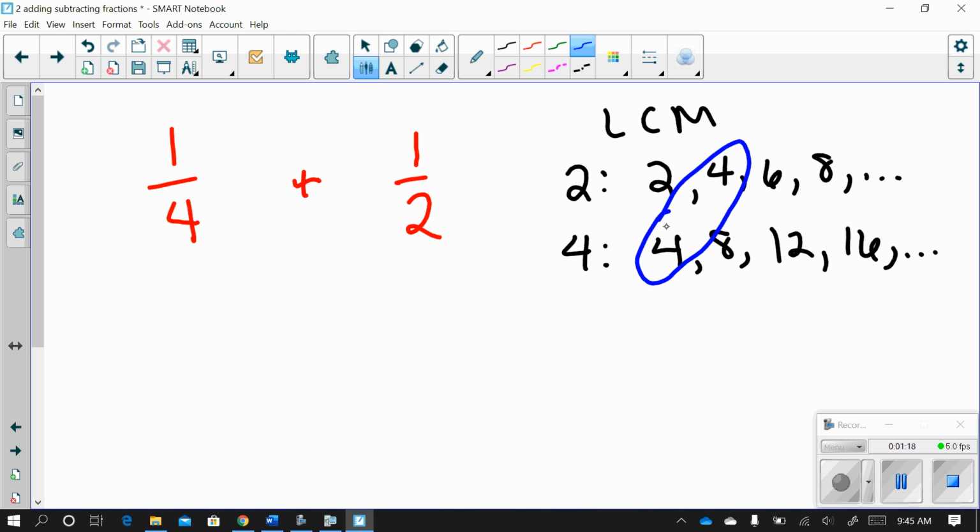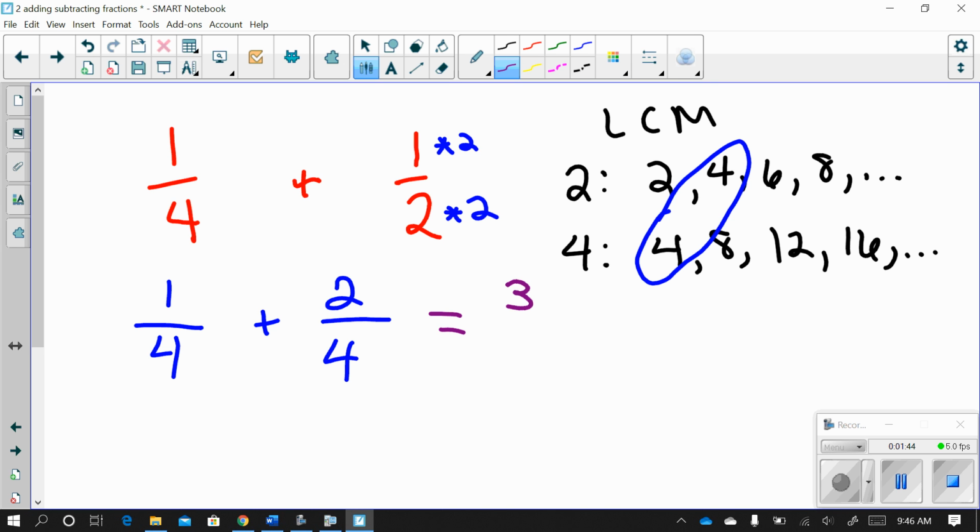So our job is to change these denominators to 4. So 1/4, do I need to change it at all? No, so it stays 1/4. I need to change this 1/2 though. So what times 2 gets me to 4? Well, 2 times 2. And if I do it to the bottom, got to keep it fair, I have to do it to the top. So the top becomes 2. Once you have this, super easy, add the top. 1 plus 2 is 3. Do not change the bottom. 3/4, we can't reduce any further, so that is our answer.